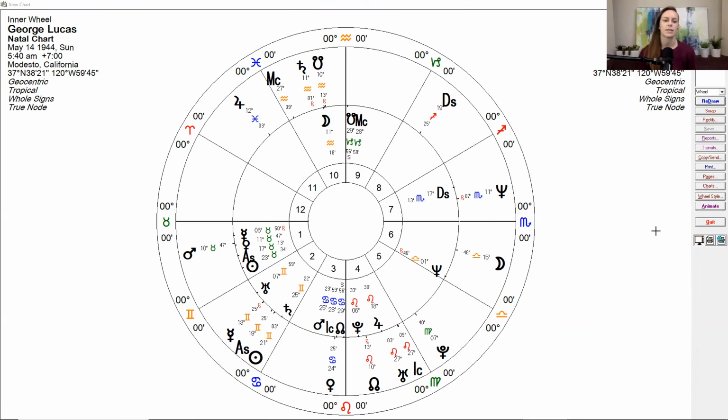So that's a transiting conjunction of Mars on top of Venus. Yeah. Mars on top of Venus and Venus on top of Mars. So it's like a palindrome. It's like Taco Cat or radar.